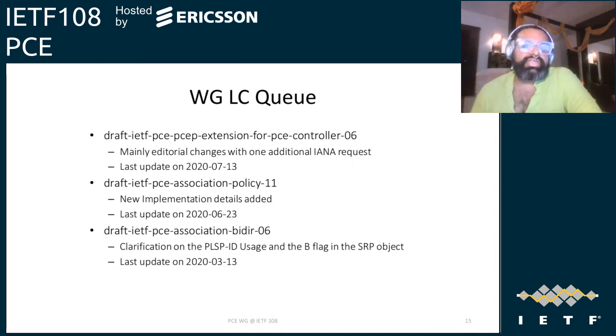After this, we have association policy. This one had the new implementation details added, and we also had the early code point allocation for this one. So again, this is moving quite well, and this would be next in our working group last call queue. And finally, we have bidirectional association. One clarification was added on PLSP-ID usage and the B flag in the SRP object in the latest version. It was aligned with the SR bidirectional draft, which is also on the agenda today. So this would be the next one that we will take up for working group last call.